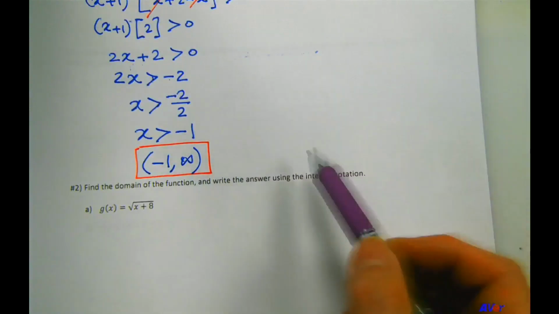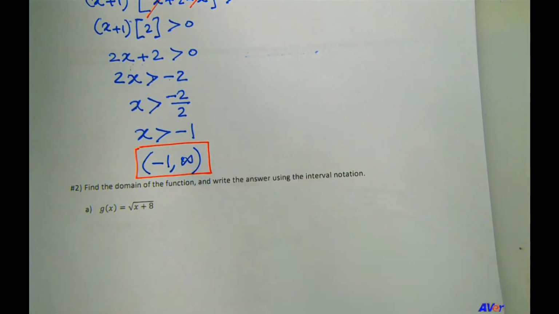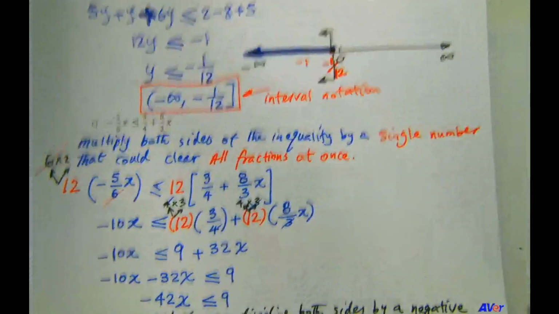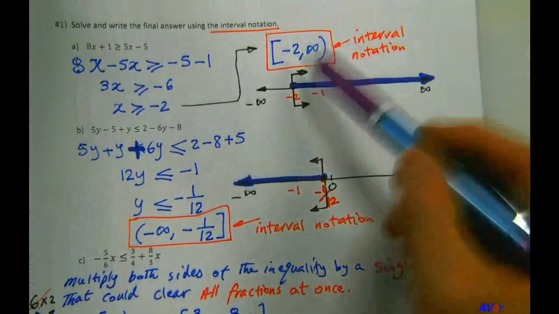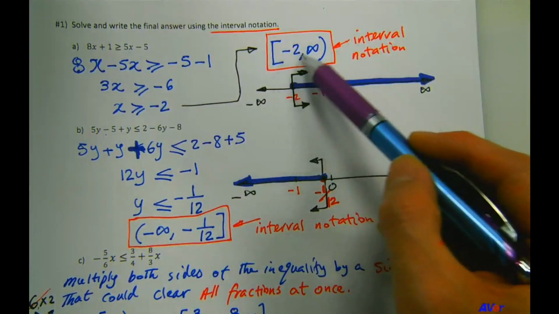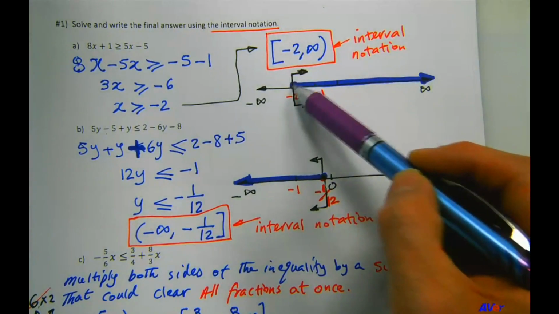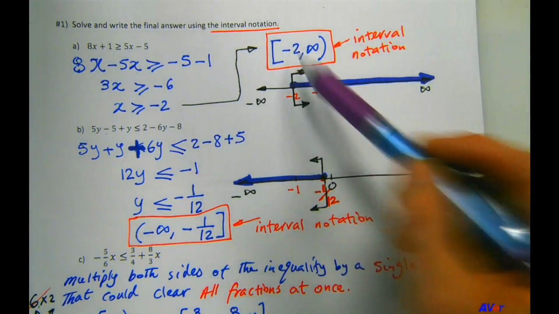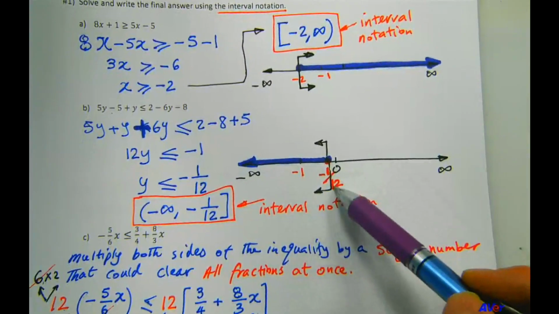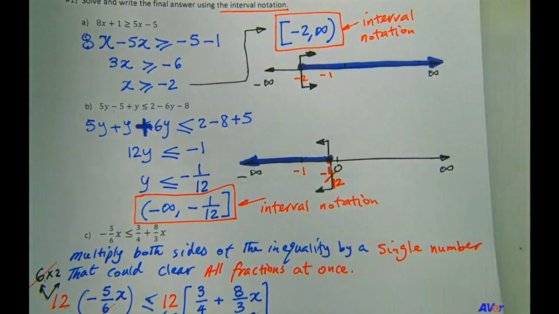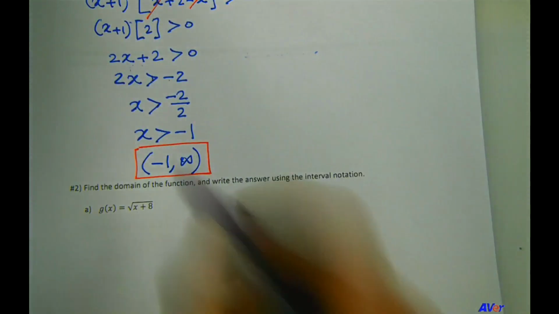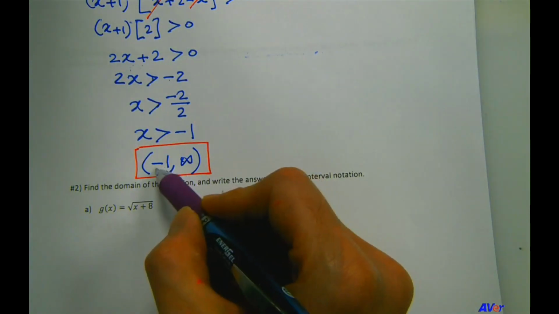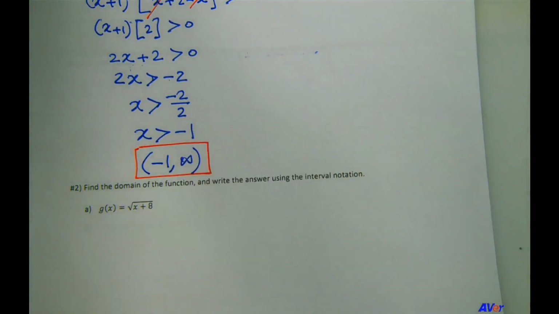Let's do a graph for this, because we've shown the graph in these two graphs that we showed before. The interval notation, or the answer, included the boundary number, -2 in this case and -1/12 in this case. That was part of the solution. But what do we do if the boundary number on this side is not part of the solution? Okay, let's draw a graph for that.